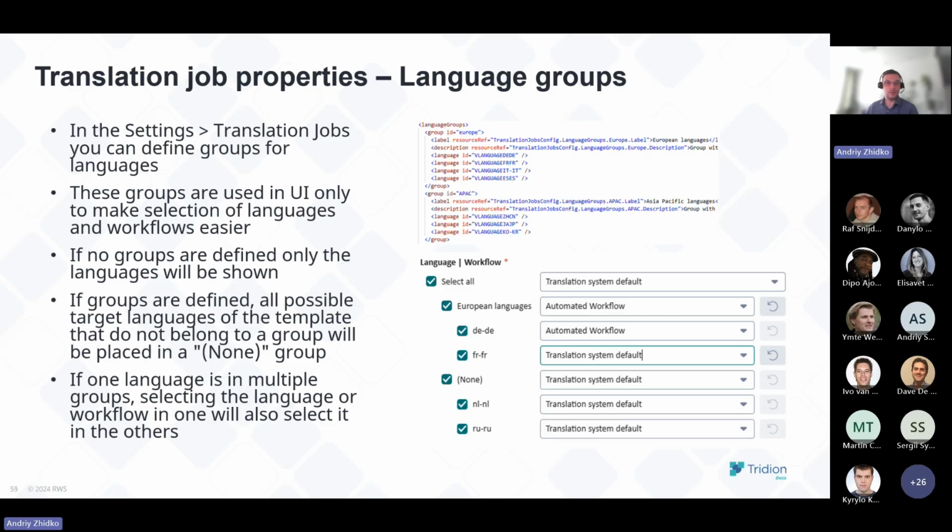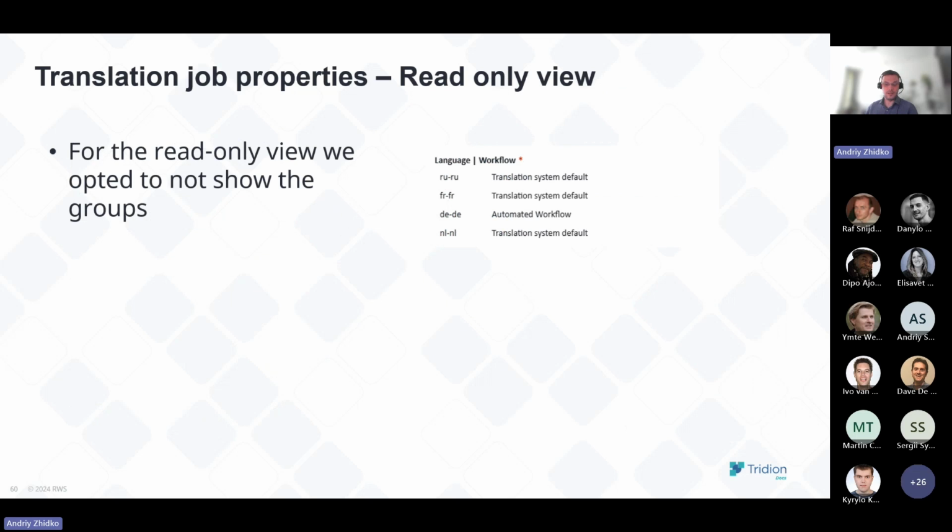Yeah, again, I already mentioned that. Language groups are also available, and you can edit them in the translation job properties. So when you're editing translation jobs through the property panel, your language groups will also be available there, and you can use the same behavior as in the wizard. When the translation job is not in the definition state, then we will display the languages in a read-only view.